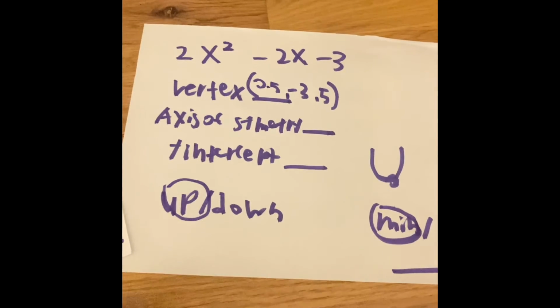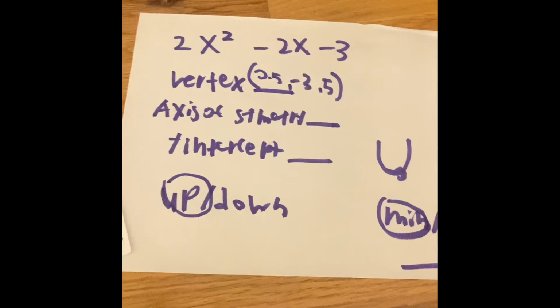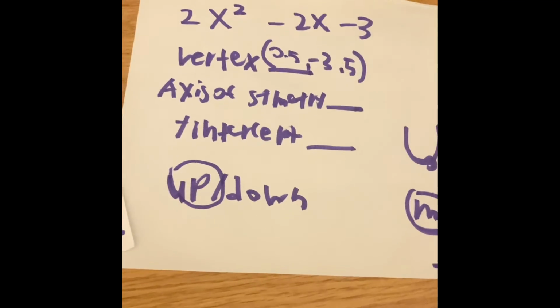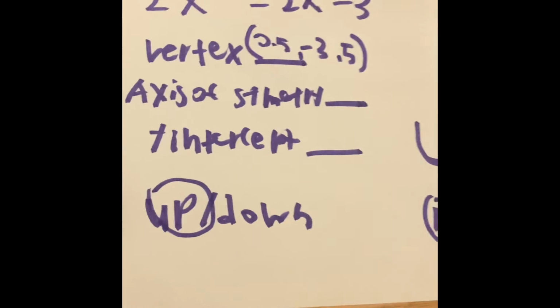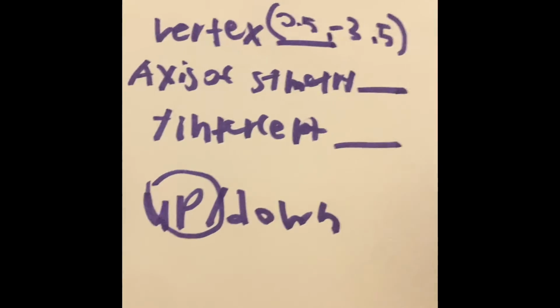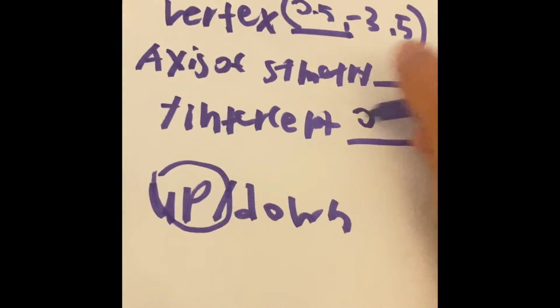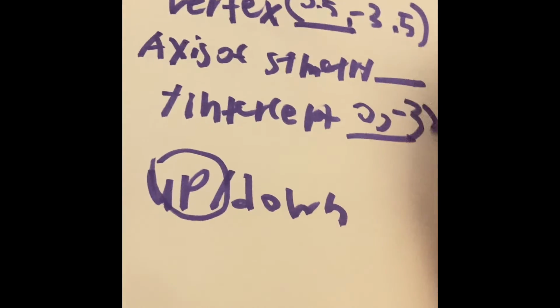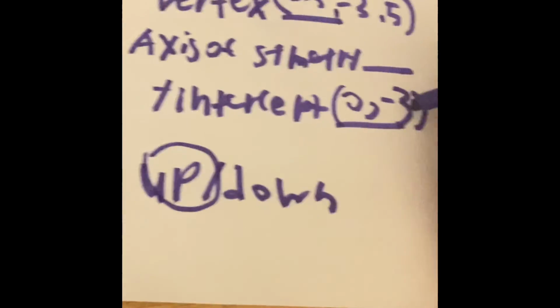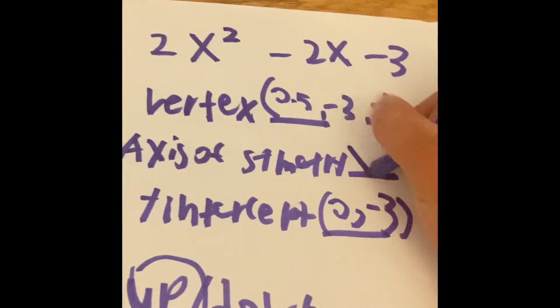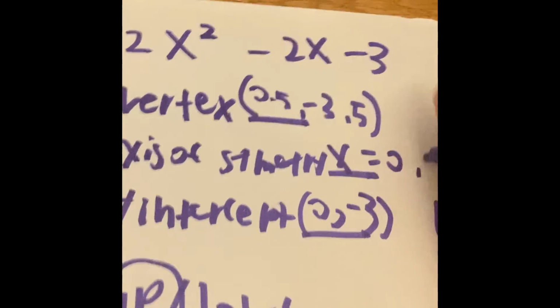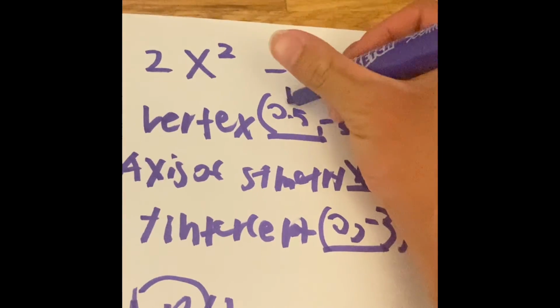Okay, so the points are directly on the parabola. The y-intercept is going to strike through the y-axis. And if you look back at the graph, the y-intercept was 0, negative 3. That is also going to be the opposite of 1, negative 3. What's next is the axis of symmetry. X is going to equal 0.5 because that's our x value for our vertex.